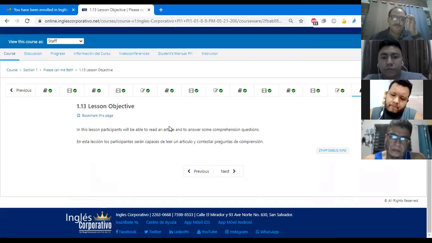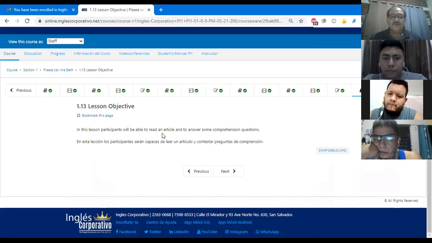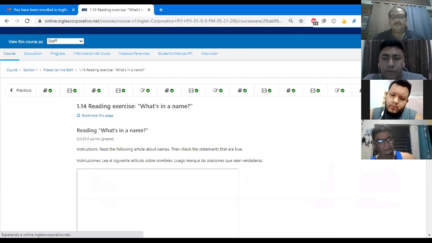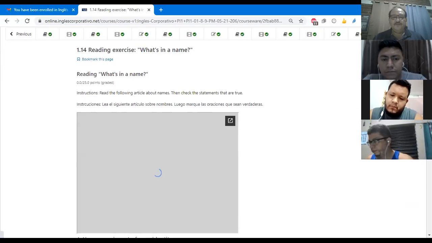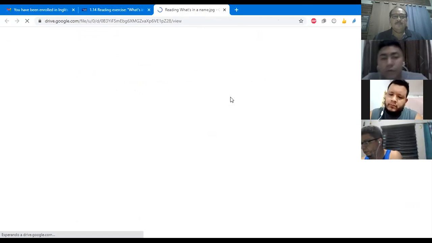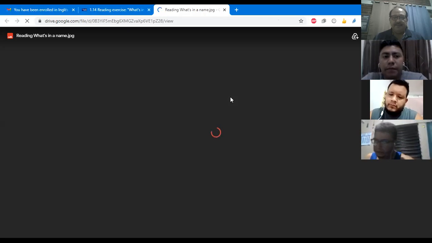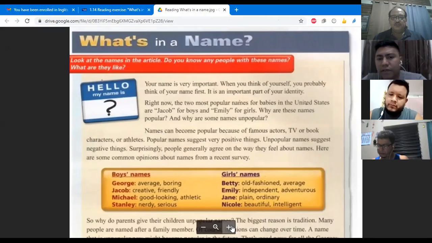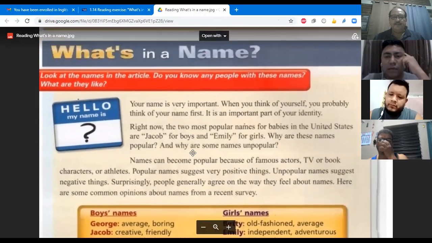Then in the next one we have, in this lesson, participants will be able to read an article and answer some comprehension questions, right? So then there is a reading section, okay, which is this one. And we're going to check it here. Okay, now we can place this one here and we can zoom the image.